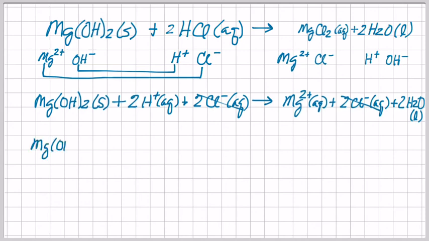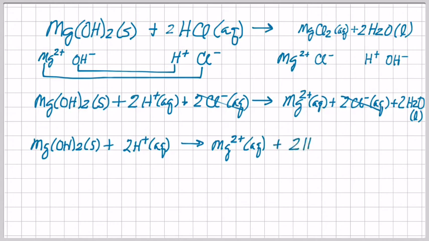So MgOH2 solid plus 2H plus aqueous forms Mg2 plus aqueous plus 2 H2O liquid. Check the coefficients, make sure that you can't simplify them. Here we can't, we've got 1s and 2s. There's our net ionic equation.